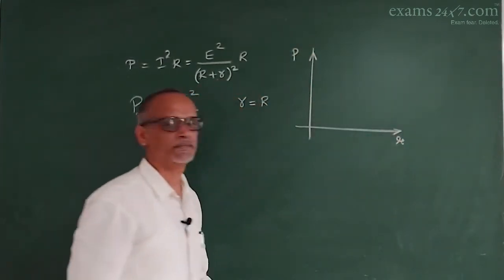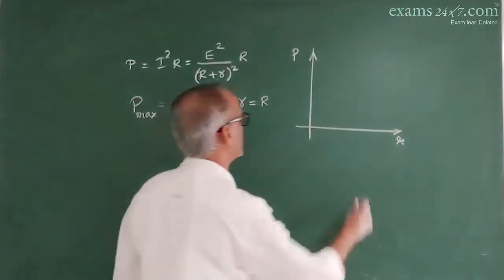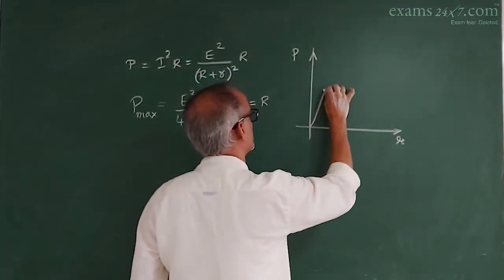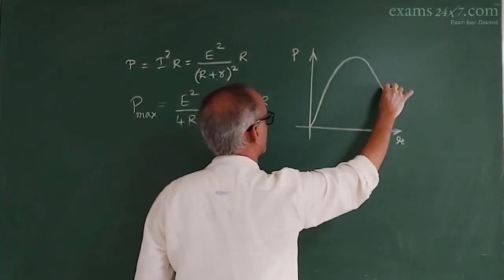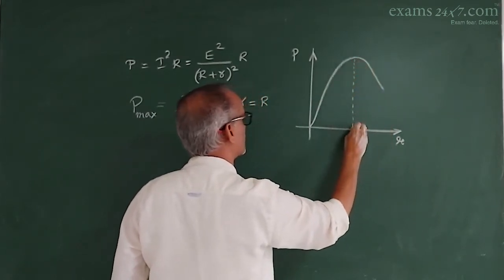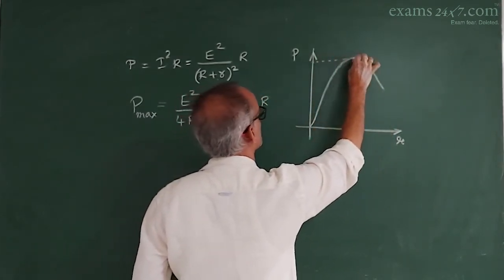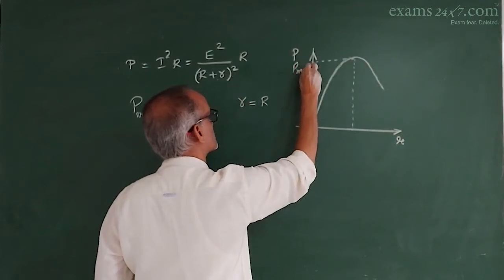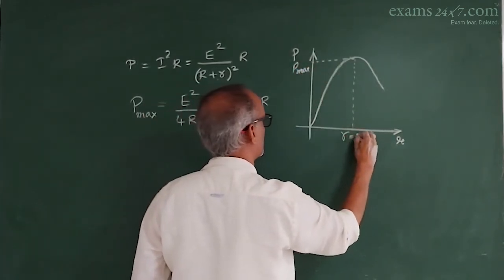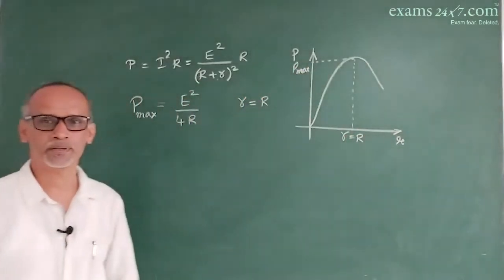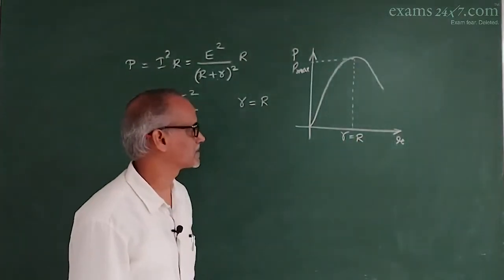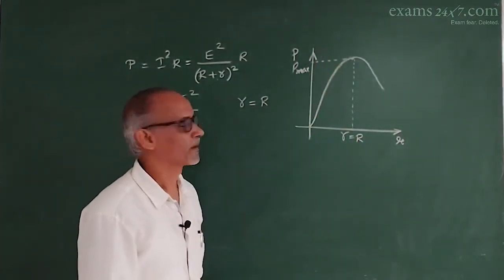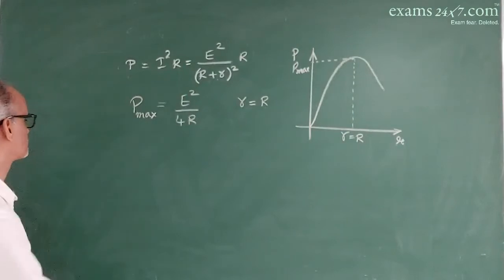And the kind of graph that you get, so this is the power versus the value of the external resistance. The power consumption increases, then it becomes a maximum, and then further decreases. And here this is the P max value, P max, and that is when r is equal to capital R. That is, when the internal resistance is equal to the external resistance, the power consumption is maximum.